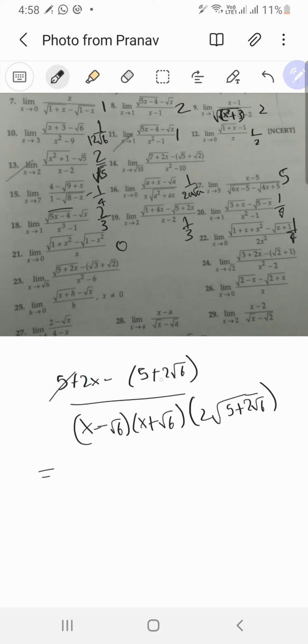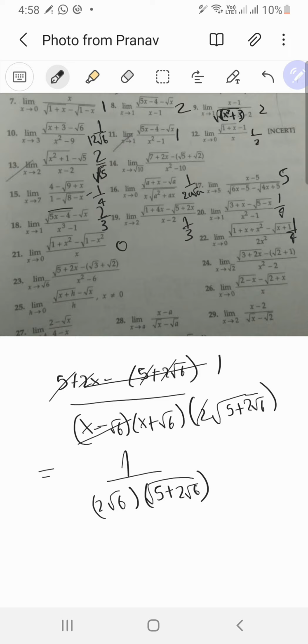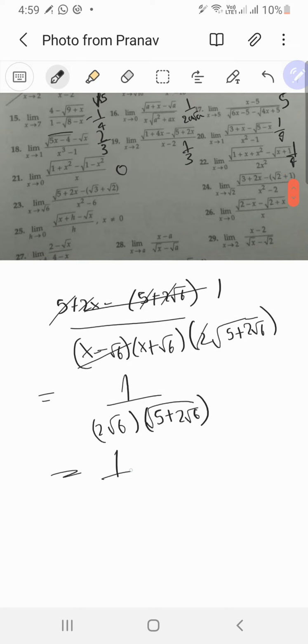So this cancels, this 2 and 2 get cancelled, and x minus square root 6 completely gets cancelled, so 1 upon 2 square root 6 into 5 plus 2 square root 6, but the square root of that. I'm not going to simplify this, so I'm just going to leave it over here. Actually, this can also be written as 1 upon 2 square root 6 into square root of 3 plus square root of 2. From here, I'm not going to do more. So cool. Next question.